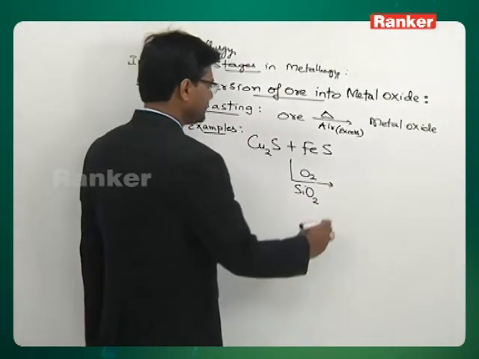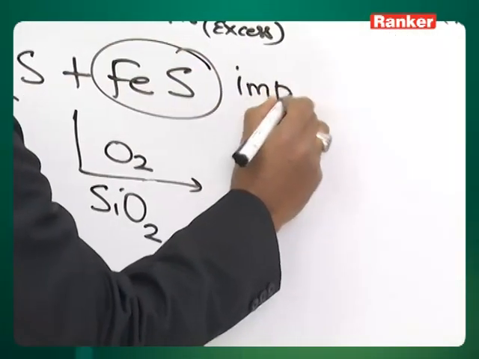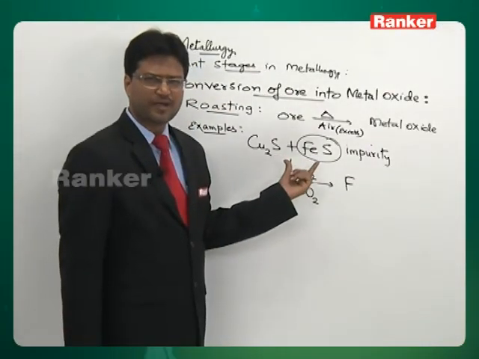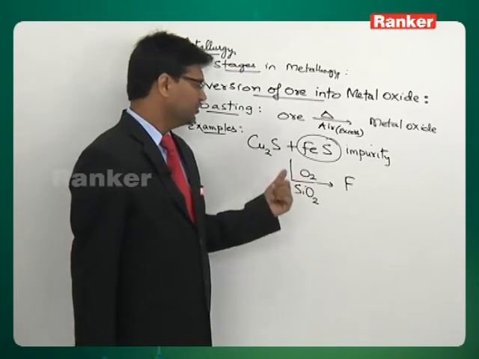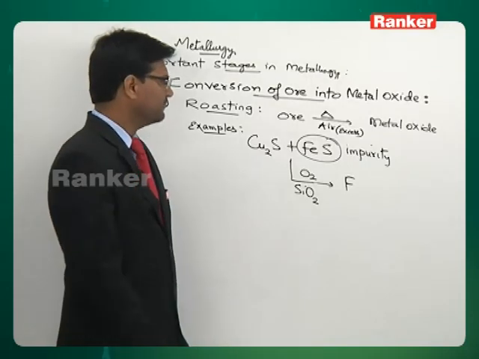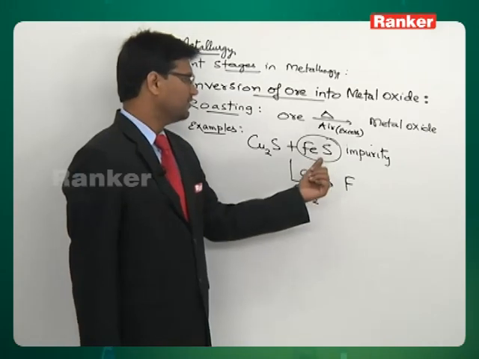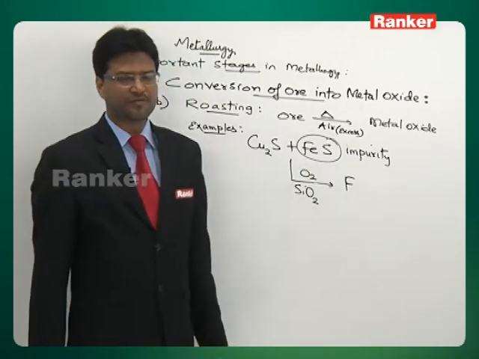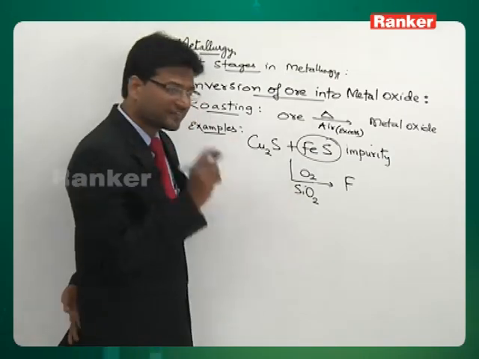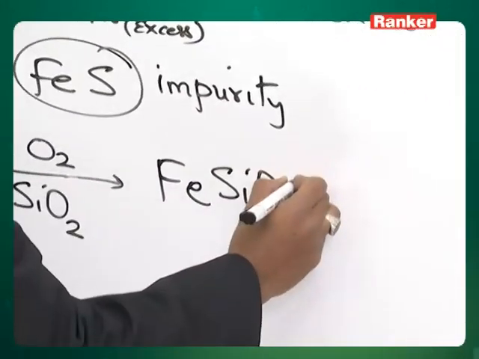Then what happens? This FeS is the impurity present. You have this mixture in chalcopyrites or copper pyrites. So during roasting, SiO2 is intentionally added. Then, Fe being more active than copper, FeS will transform into FeO. Next, FeO will react with SiO2 and will be removed as FeSiO3 slag.